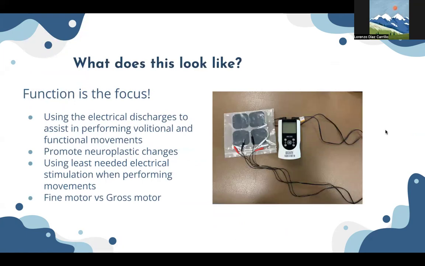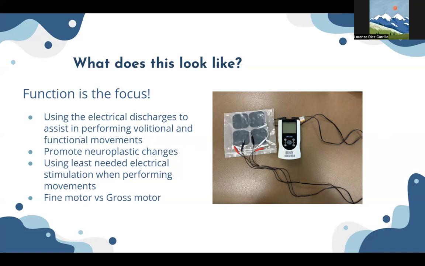And so what does it look like? Again, function is the focus. So using the electrical discharges to assist in performing volitional and functional movements. Using these controlled electrical discharges to elicit responses in excitable cells, so neurons specifically, and assist in generating physical movement that can aid in increasing motor skills through a functional lens.